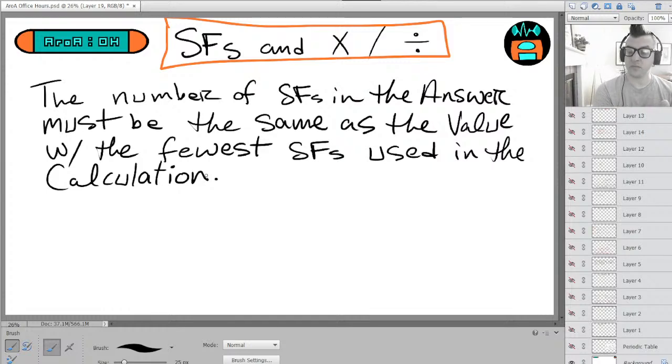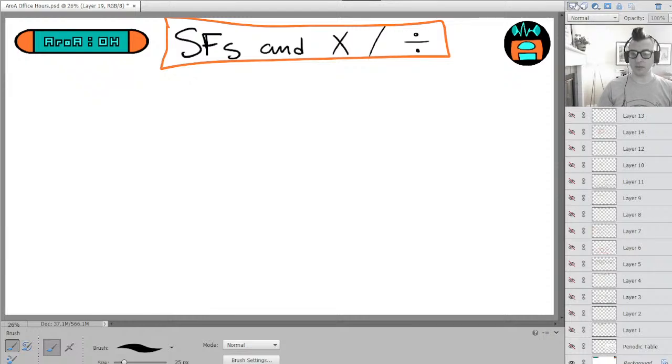Okay, so with multiplication and division, it's a little more streamlined. You'll notice with addition and subtraction, we used precision in our definition, then we had to define precision and figure all that out. Multiplication, division, it's more straightforward. You look at the number of sig figs in each number, whichever one has fewer sig figs, that determines the number of sig figs your answer can have. All right, so let's do some examples.